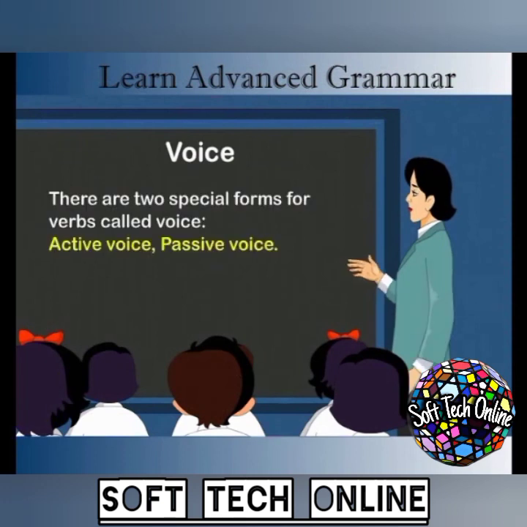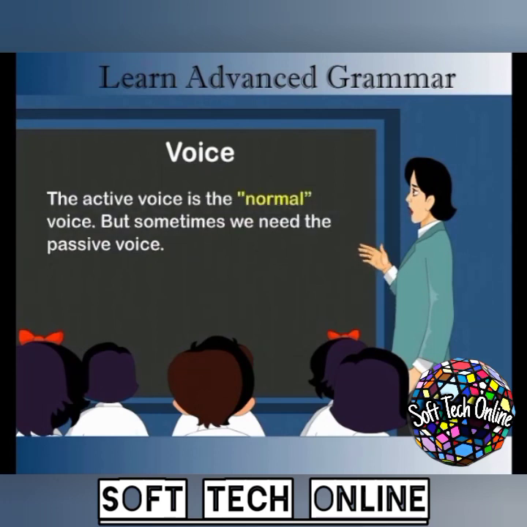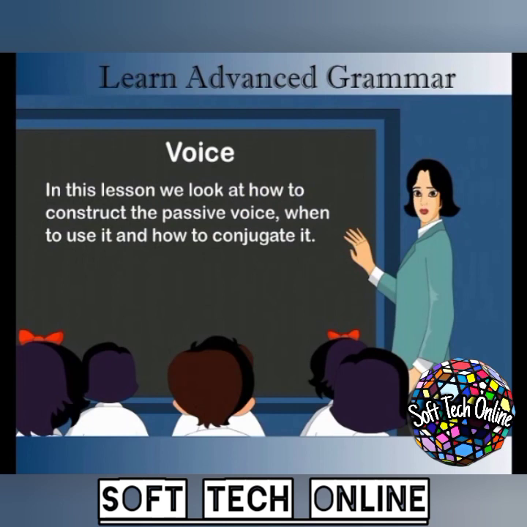Voice. There are 2 special forms for verbs called voice. Active voice, passive voice. The passive voice is less usual than the active voice. The active voice is the normal voice, but sometimes we need the passive voice. In this lesson, we look at how to construct the passive voice, when to use it, and how to conjugate it.